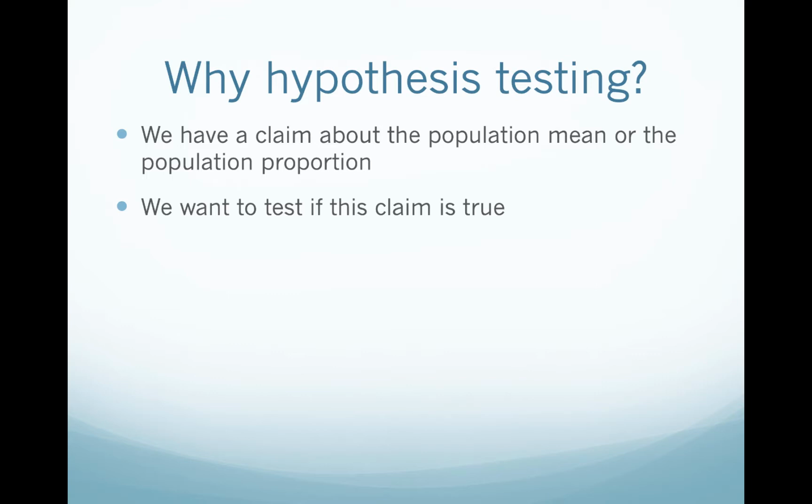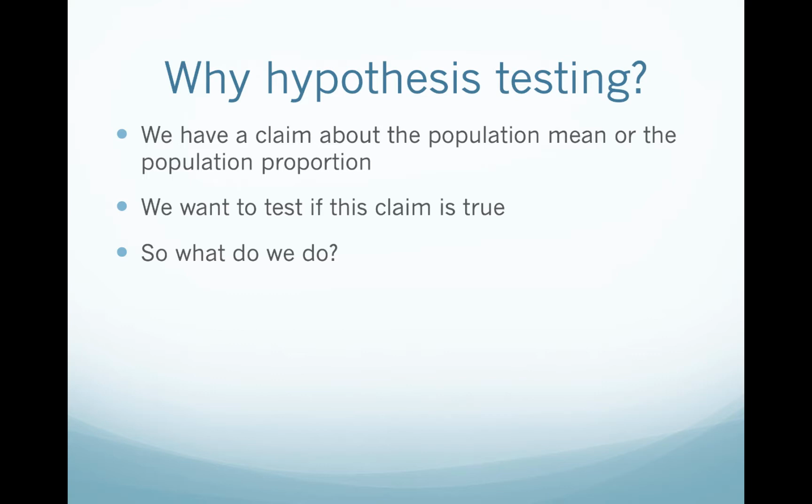But I don't want you to think that there is magic involved in the rejecting and failing to reject process, because there's no magic. It is bona fide math. All right, so we have this claim about the population mean. We want to test if it's true. All right, so in the real world, what do we do? We have a claim of the percent of peer victimization in middle schools.